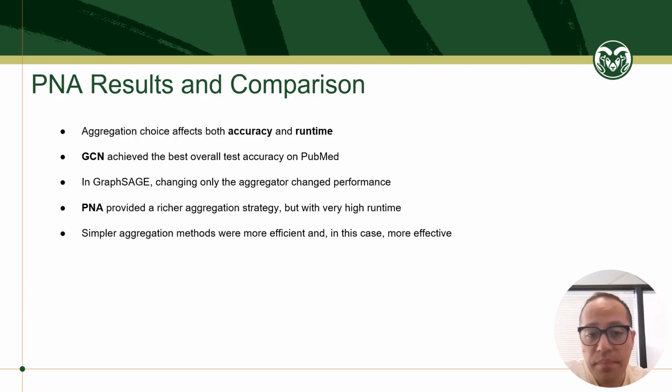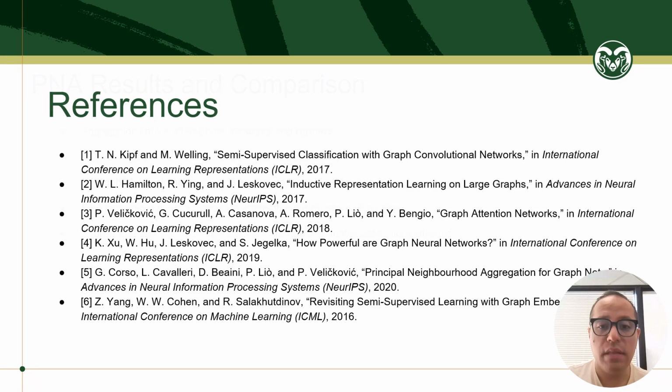Regarding the part 3 extension, PNA was useful because it showed the other side of the trade-off: a richer, more expressive aggregation mechanism can come with a very large computational cost. So, overall, this experiment suggests that the best aggregation method depends not only on expressiveness, but also on efficiency and the specific dataset. That was my presentation for laboratory number 4.